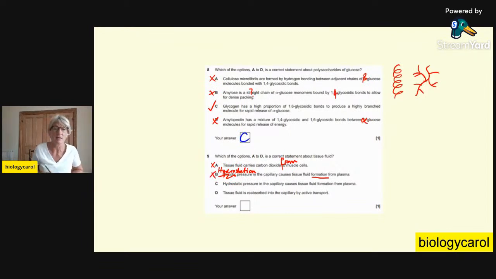So this is incorrect. Hydrostatic pressure in the capillary causes tissue fluid formation from plasma. Oh yes, that's correct. Tissue fluid is reabsorbed into the capillary by active transport. Absolutely not. This is osmosis. So the answer is C. Sorry, just having a moment there. And here is the mark scheme.